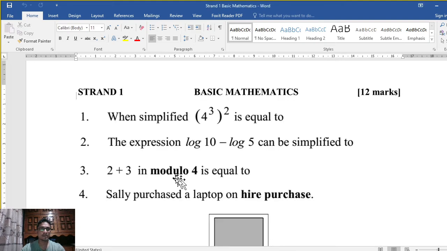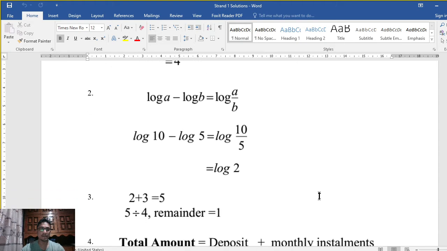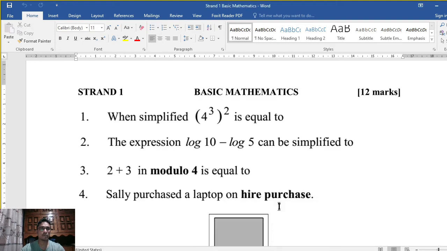Number 3, 2 plus 3 in modulo 4 is equal to. Now first of all you need to add 2 plus 3, which is 5. So in simple terms it is asking you 5 in modulo 4 is equal to. So very simple. 4 goes in 5 how many times? 1. 1 four is 4. So what's the remainder? Remainder would be 1. You can see it here. Number 3. See, 2 plus 3 is 5. So 5 divided by 4 is 1 and the remainder is also 1. Right?